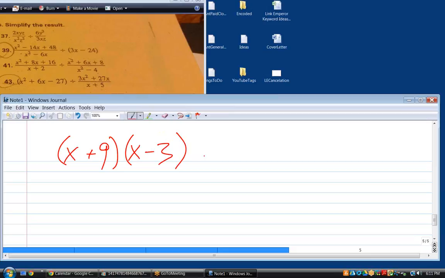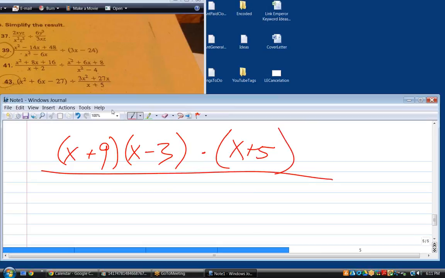Alright. And I'm going to multiply it by x plus 5 divided by whatever this factor's in. Or what can you take out of this? 3x.